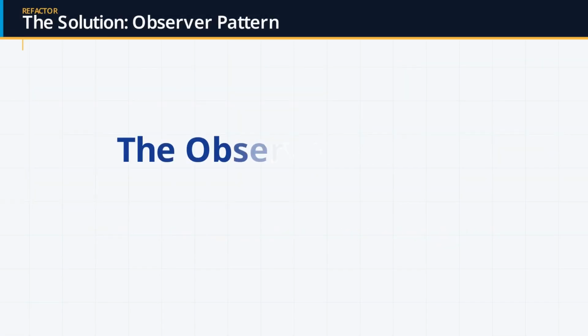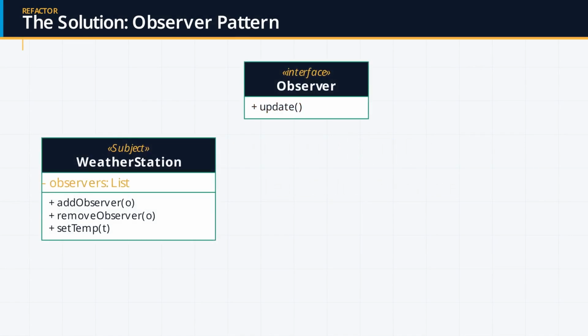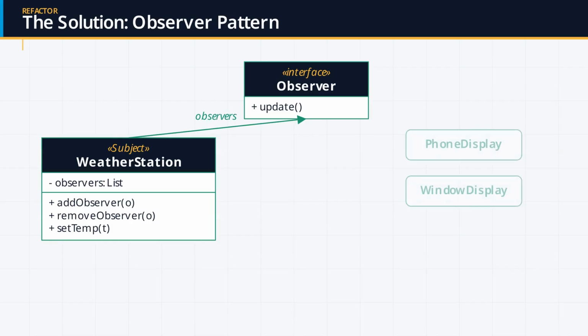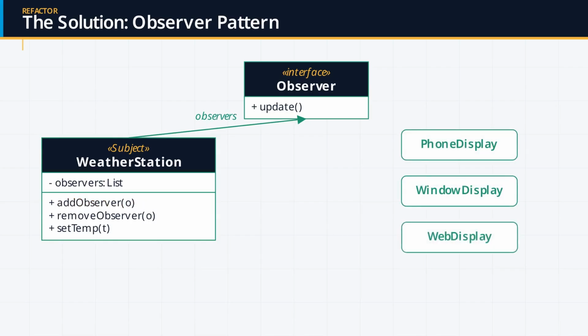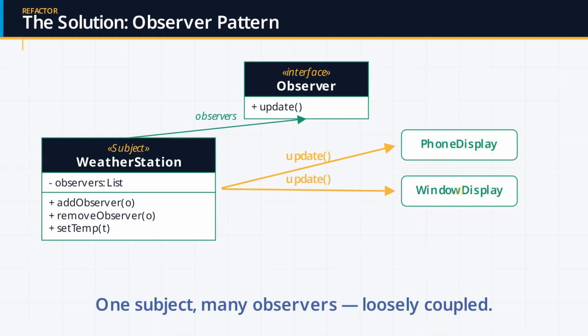Here's the solution, the observer pattern. We define an observer interface with a single update method. The weather station just keeps a list of observers. Devices can subscribe with addObserver or drop off with removeObserver at any time. When the temperature changes, weather station loops through its list and calls update on each one. One subject notifies many observers, loosely coupled.